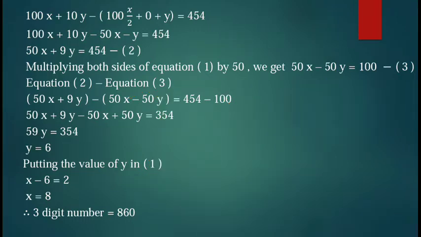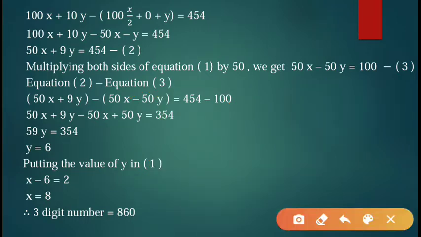So what was the number? The number was a 3 digit number. We have considered y as the tens digit and x as the hundreds digit, and the unit digit is 0. So how will you write the number? The unit digit will be 0. In the tens digit we have considered y. What is the value of y? The value of y is 6.